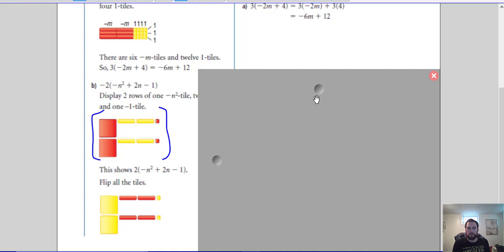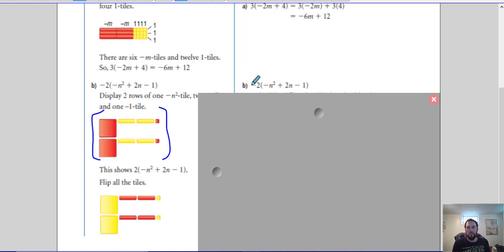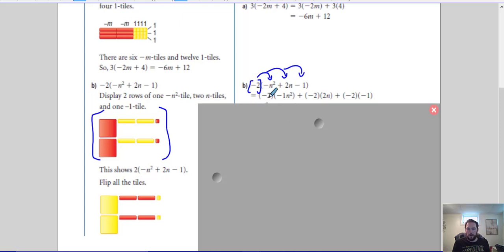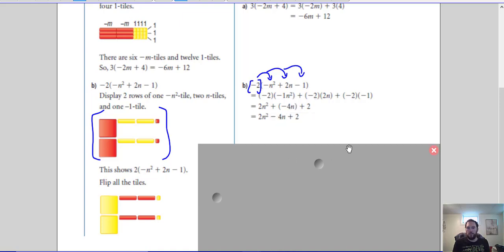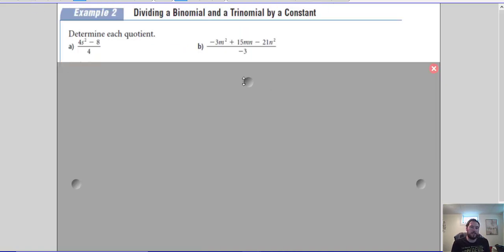Alternatively, if I wanted to do this multiplication just algebraically without the algebra tiles, again, I take this whole term, negative 2, and I multiply it into all 3 terms inside my polynomial. So we get negative 2 times negative n squared, and negative 2 times 2n, and negative 2 times negative 1. When I do that multiplication, I get 2n squared, negative 4n, and plus 2. So there's my answer. And going backwards is the same thing.